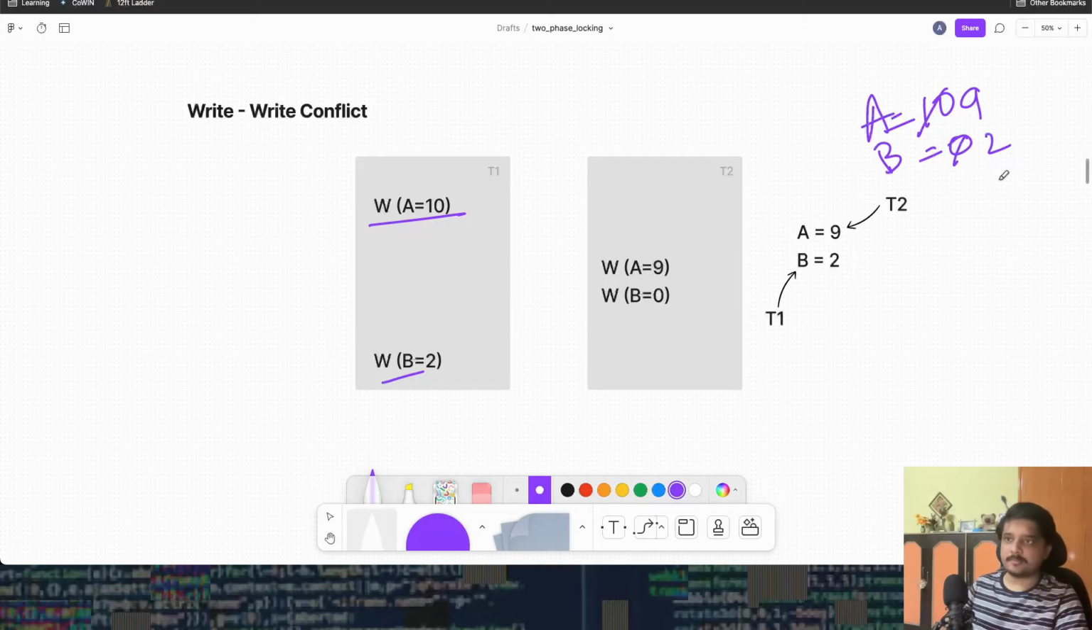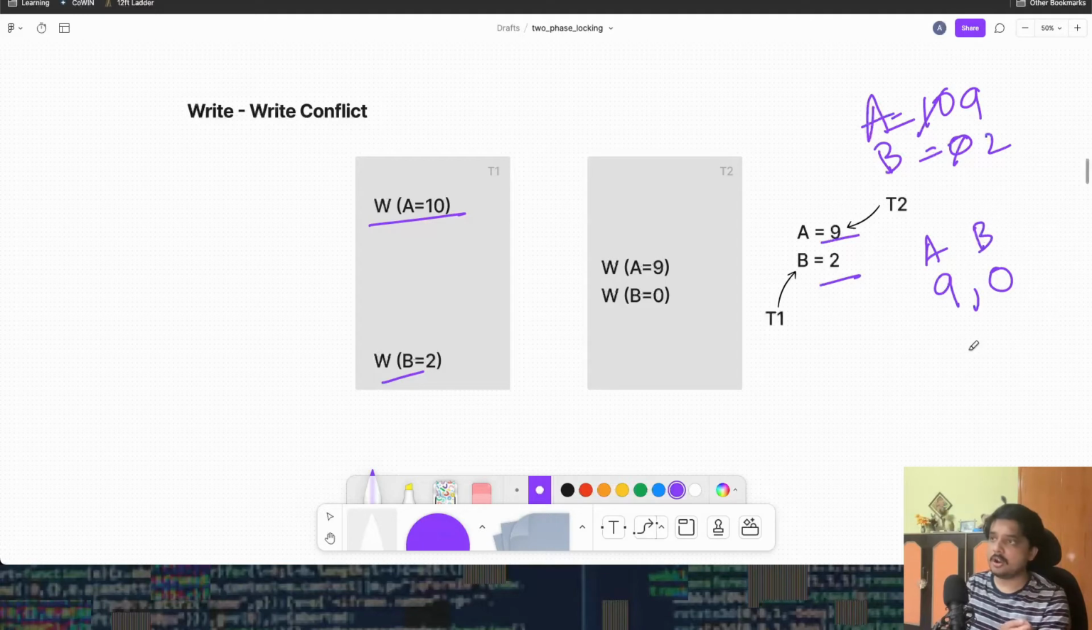Now what's the problem here? You see, A's value comes from T2 and B's value comes from T1. This is a problem because our transactions should either succeed fully or not succeed at all. So let's say the proper values for this should either be 9, 0, so A equals 9, B equals 0, or A equals 10, B equals 2. So either T1 should run first completely or T2 should run first completely, right?